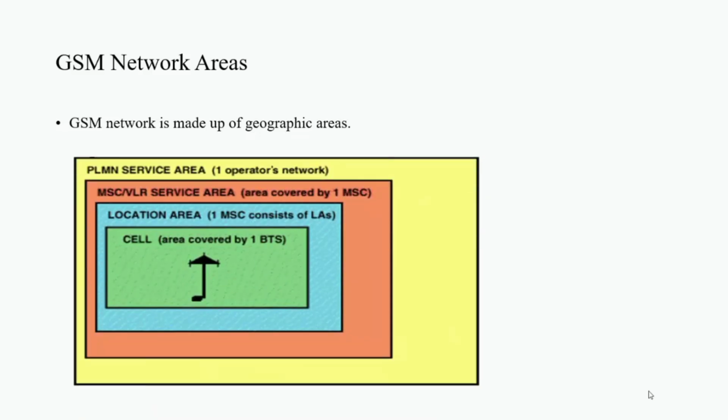You can see first is the area that is covered by the BTS, then location area, after that VLR, MSC service area, that is the area covered by one MSC, and after that is the PLMN service area, that is the area covered by one operator network. Let's see the coverage areas one by one.